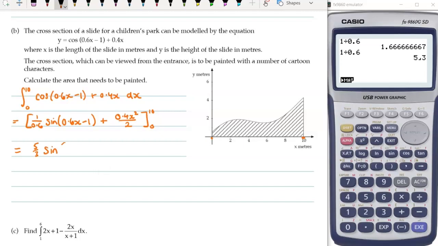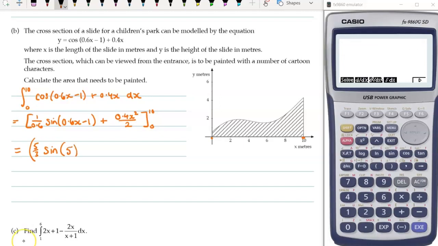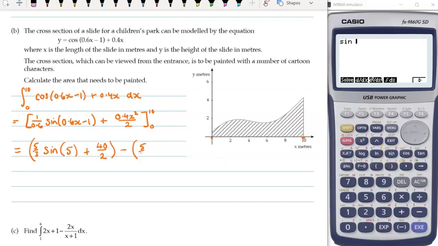So this will be 5 over 3 sine of, putting 10 into our function first. So 0.6 times 10 is going to be 6, minus 1 is 5. Then we add in 0.4 times 10 squared. So that's 0.4 times 100 is going to be 40 over 2. Take away, if we enter in a 0, we would have sine of minus 1. I'll write that in actually. So 5/3 of sine of minus 1 plus 0 for the second term.